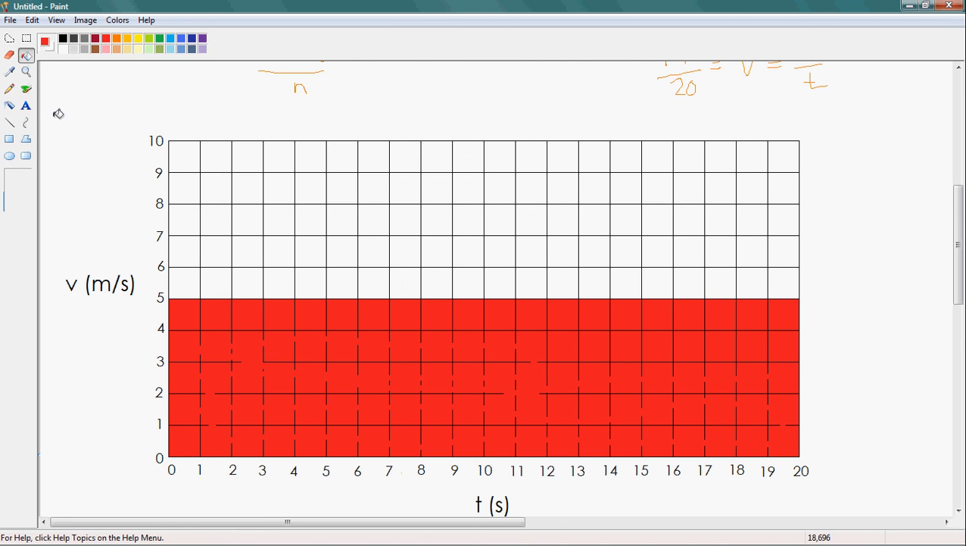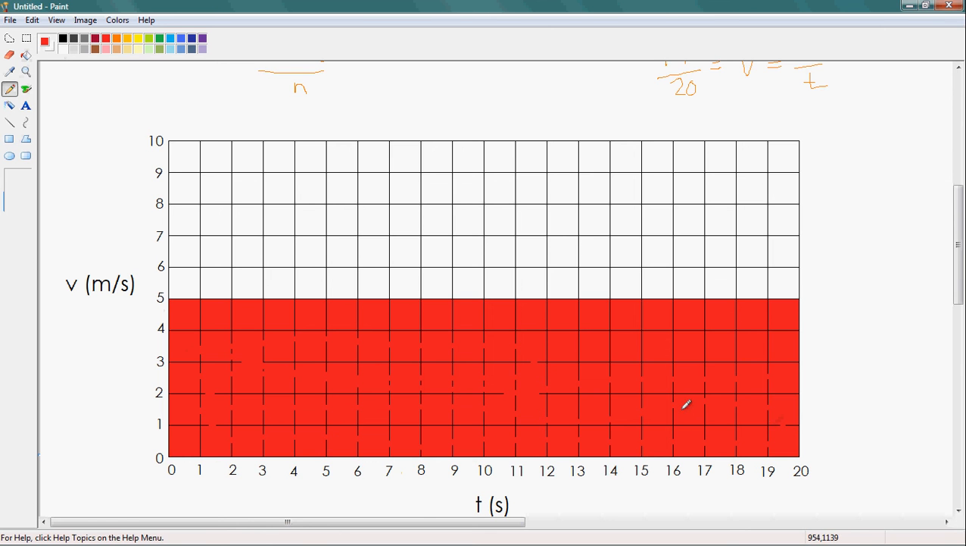Now, this is an object. We're going to leave it as is right now. And this is an object you'll see that has a velocity that does not change. Look, it keeps at 5 for the entire time we're here. Now, if you wanted to count these up again, you'd go 5, 5, 5, 5, all the way out to 20.